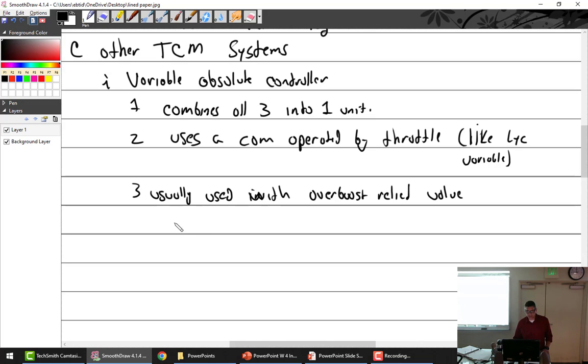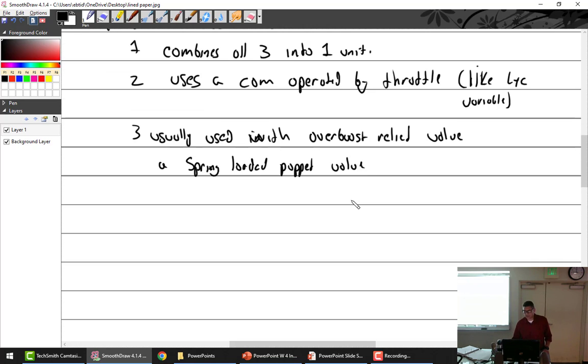Which is a spring-loaded poppet valve that vents upper deck pressure if it is, we'll say, too high or exceeds set limits.